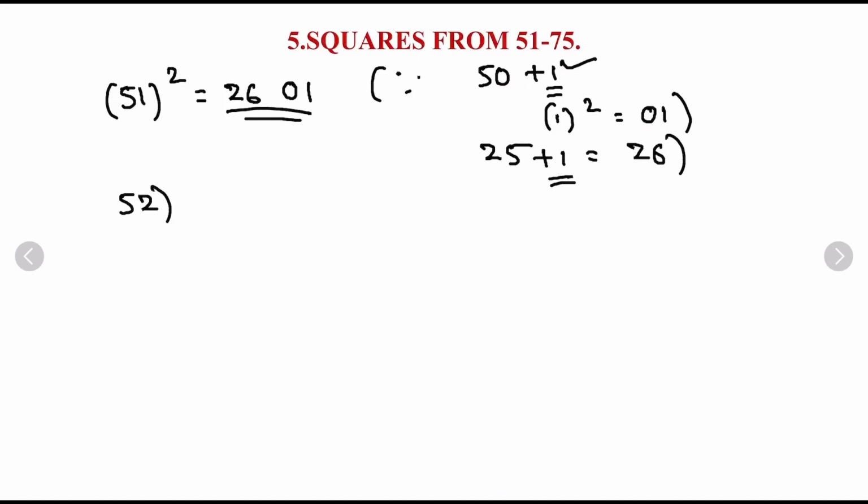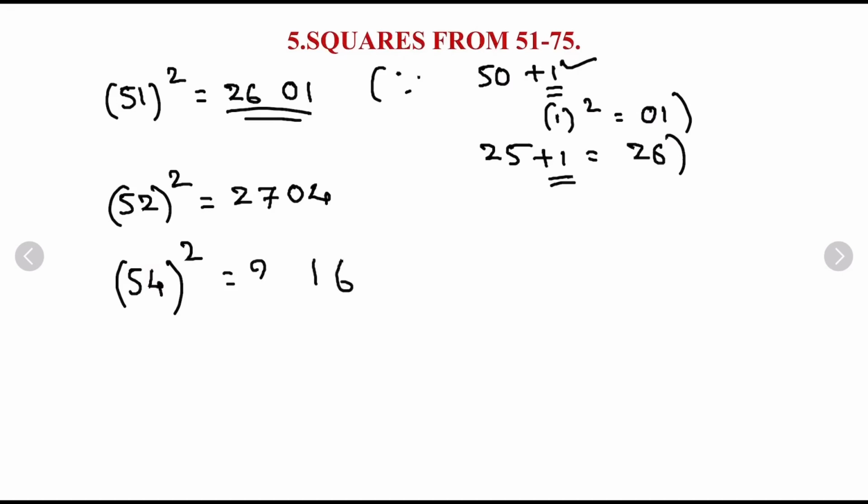If it is 52 square, how much more than 50? 2. 2 square, 04. 25 plus 2, 27. If it is 54 square, how much more than 50? 4. 4 square, 16. 25 plus 4, 29. If it is 56 square, 6 square, 36. 25 plus 6, 31.